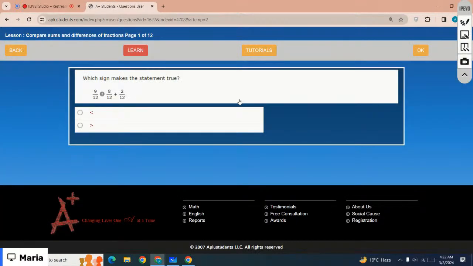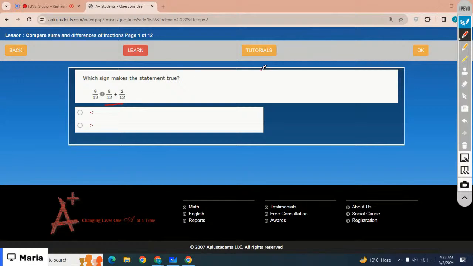Okay, so you have to compare 9 over 12 is greater or less than 8 over 12 plus 2 over 12. So basically what you have to do, you have to solve the side where you are given two terms, with a positive or negative sign. Solve this side first, and then compare. 8 over 12 plus 2 over 12 have the same denominator, simply add their numerators, that is 10 over 12. So 9 over 12 is greater than or less than 10 over 12?